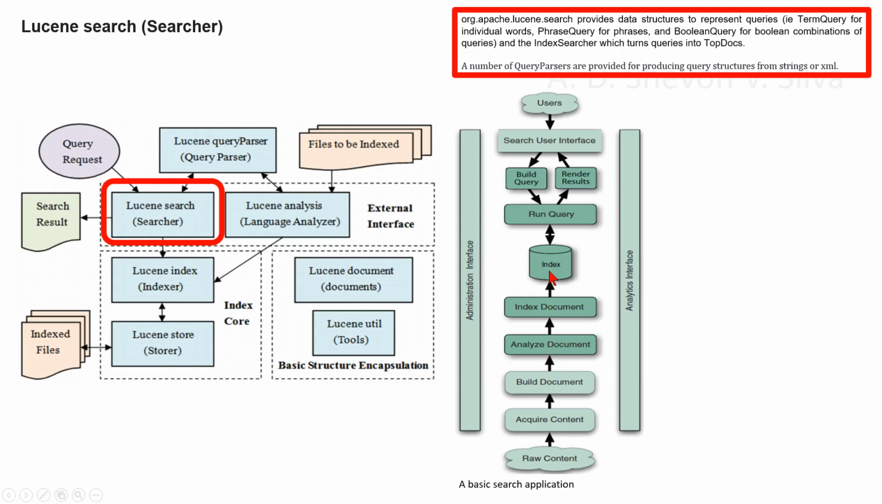And here users are connected to the search user interface. Search user interface is connected to build query. Build query is connected to run query. Run query is connected to interacts with index. Run query is connected to render result. Render result is connected to search user interface. Here the search user interface, build query, run query, index and render result, and acquire content, build document, analyze document, index document are at the level of administration interface and analytic interface.